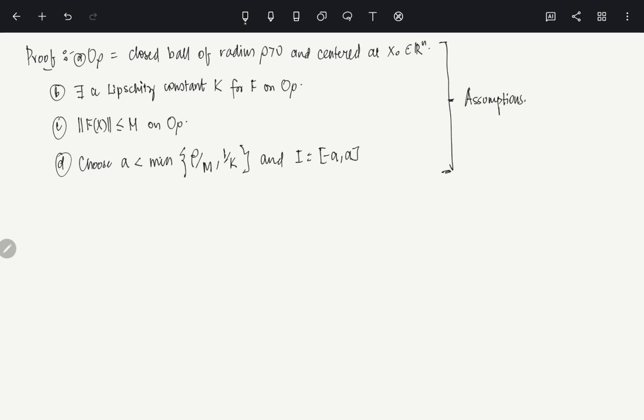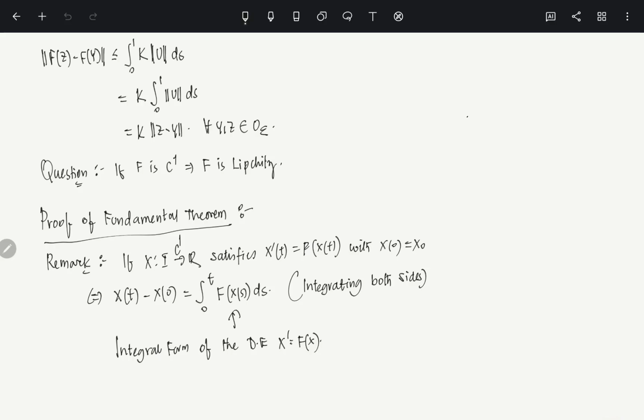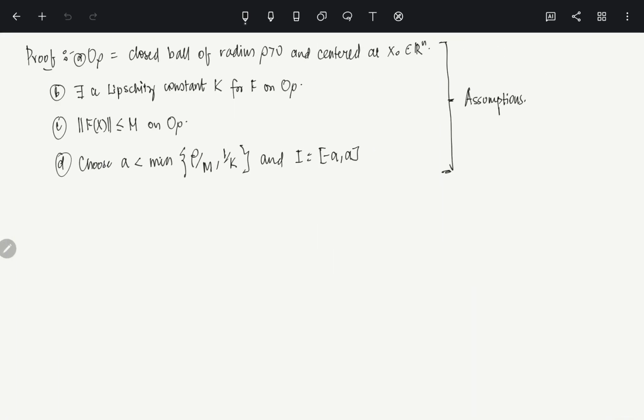With these assumptions, we are going to start by writing down something called a Picard iterate. Okay, so what did I tell you? We saw that if there is a C1 map which satisfies this equation, then it has to satisfy this integral form, and vice versa. So essentially we will construct a sequence of functions which will converge to the integral form, and then that solution will actually be a solution of our equation. That's the idea. Okay, so how do we do something like this?